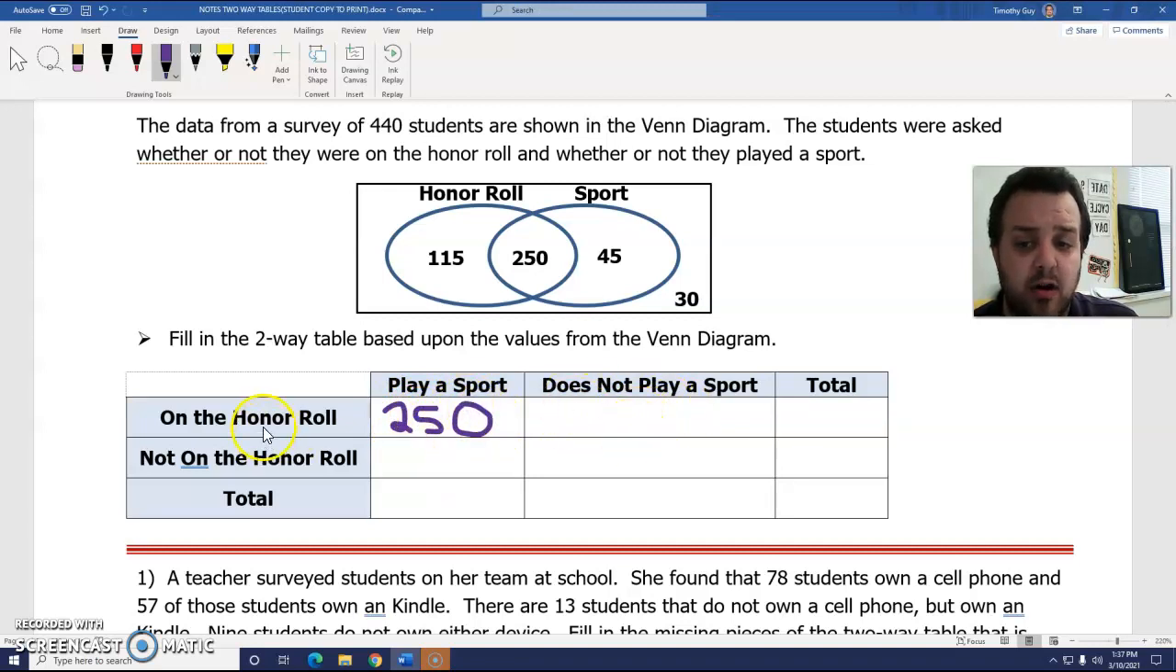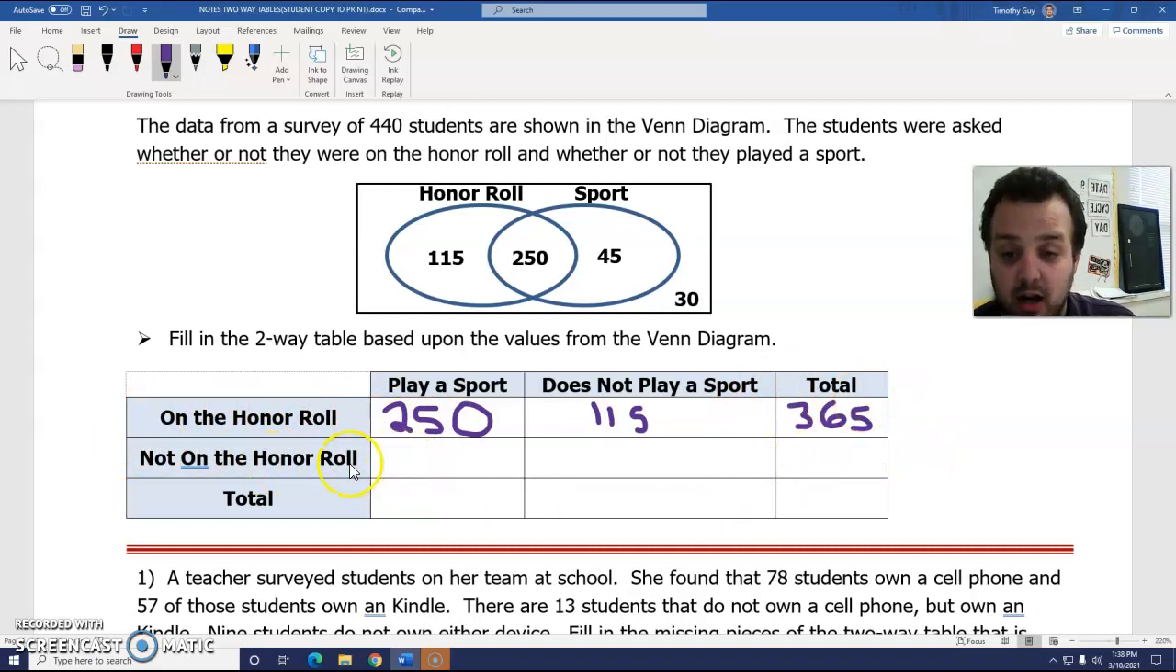This right here are the people that are on the honor roll but do not play a sport. So on the honor roll but don't play a sport, that would be 115 people. Now, the total column you'll see is at the end, and there's also a total row at the bottom. That is the total of whatever these numbers are over here. So if you had more than two columns, let's say you had 3 or 4 or 5 columns, you would add all those up to get the total. So 250 plus 115, that's going to be 365. Now, that total represents the total people for this row. So this is the total number of people that are on the honor roll. There's 365 people on the honor roll, okay?